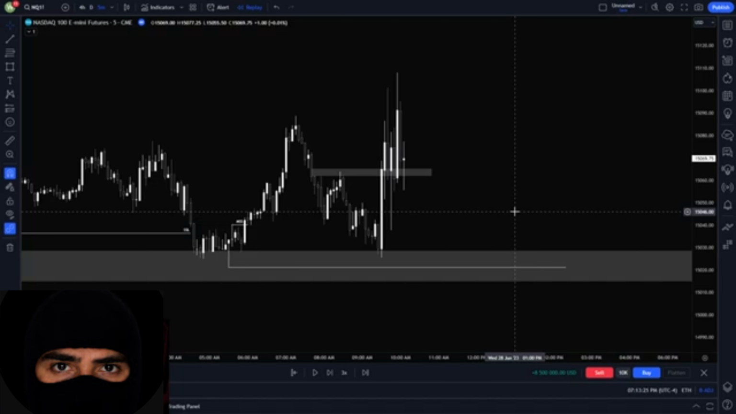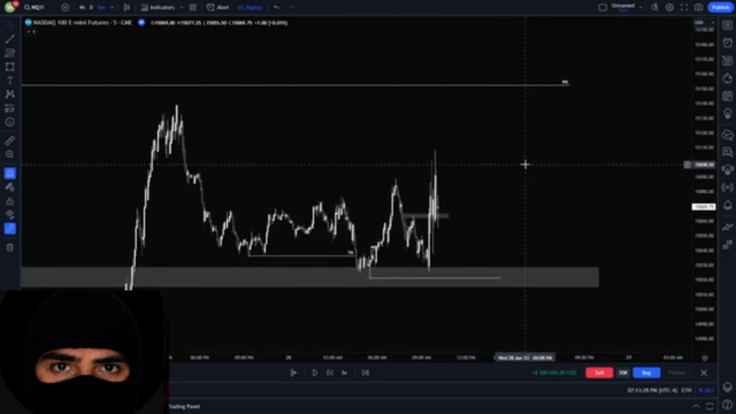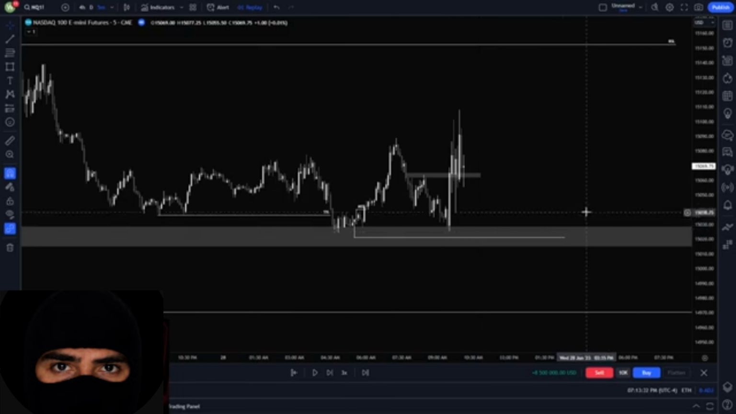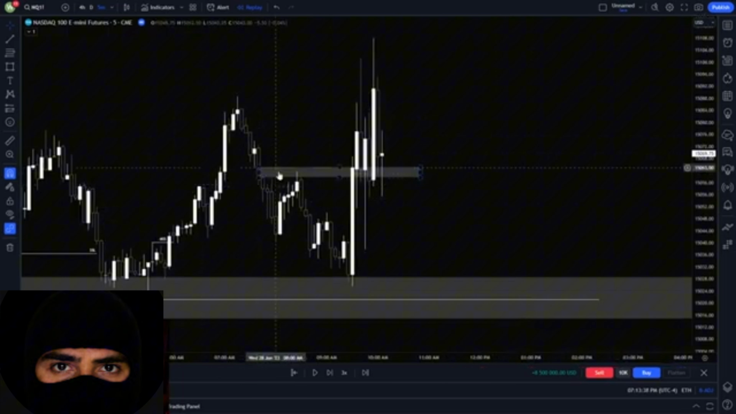Is the draw higher? Is the draw lower? So looking at this specific example, we know the draw's higher. We're respecting a bullish fair value gap. Come down, bounce once again. We're disrespecting bearish fair value gaps on the side here.